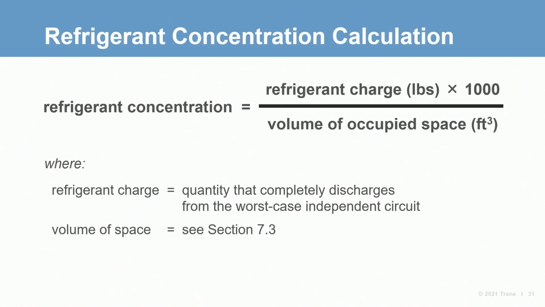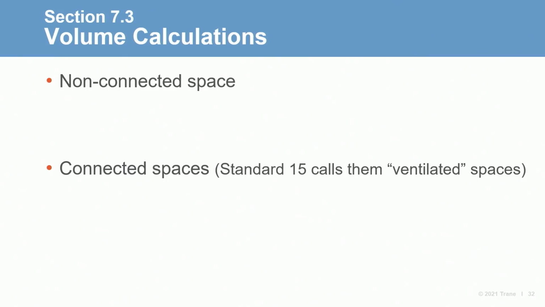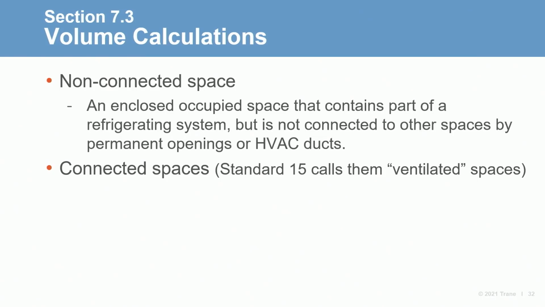Next, the denominator in this calculation is the volume of occupied space into which the refrigerant disperses in the event of a leak. For this, we are directed to section 7.3 in the standard. This section defines two types of occupied spaces: a non-connected space and connected spaces, which Standard 15 currently calls ventilated spaces. A non-connected space is an enclosed occupied space that contains part of a refrigerating system, but is not connected to other spaces by permanent openings or ductwork.